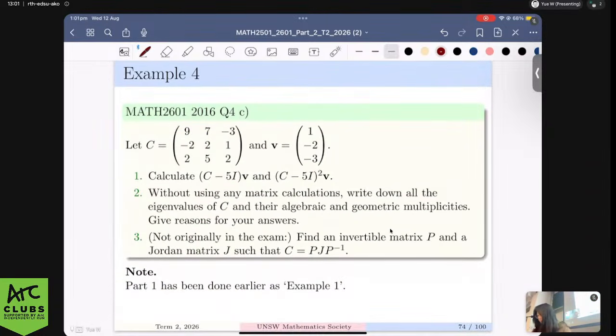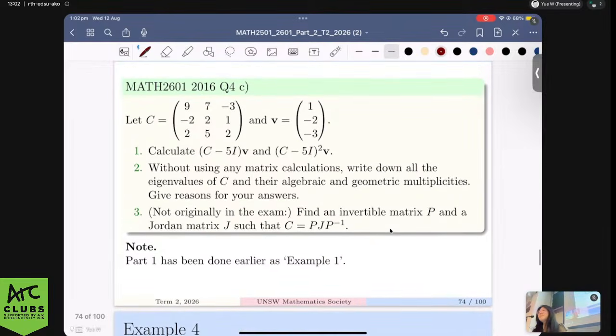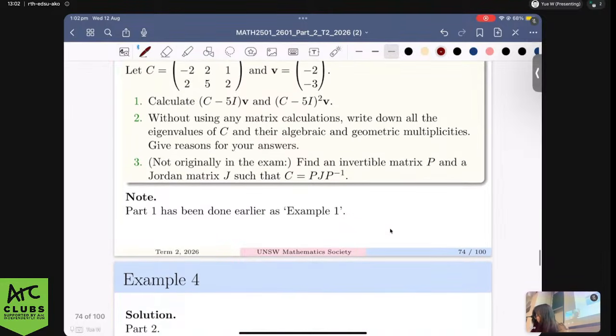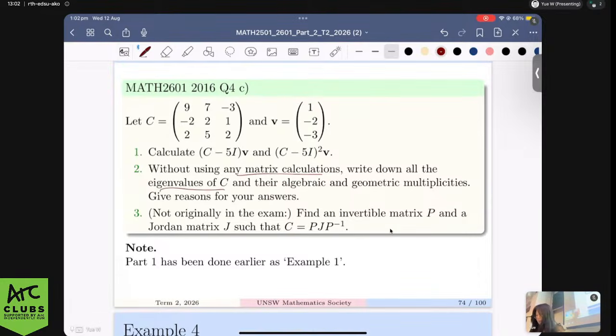Okay, so now moving on to another example. I'm gonna skip part 1. I'm pretty sure you guys can just do it yourself, right? You just compute the matrix and multiply them together. And then for part 2, we want to, without any matrix calculations, write down all the eigenvalues of C and the algebraic and geometric multiplicities, and we also want to give reasons for our answers.